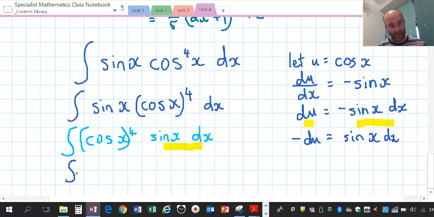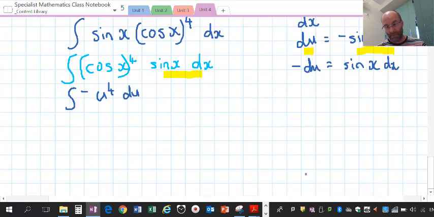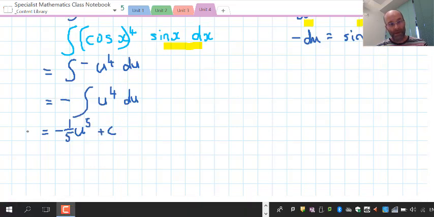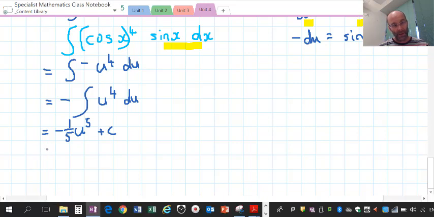basically the integral of u to the 4. Now we have negative du there, so I'll put the du down, and the negative 1 can go outside, and we have negative 1 times the integral of u to the 4 du, and that is negative 1/5 u to the 5 plus c, and then we sub back in terms of x again.